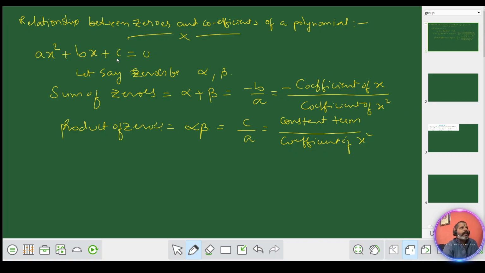Okay. So when a question is asked like verify the relationship between the zeros and coefficients of a polynomial, we have to use these two formulas. We'll take an example. Let's see. Example: 2x square minus 8x plus 6. Okay. This is a quadratic polynomial.